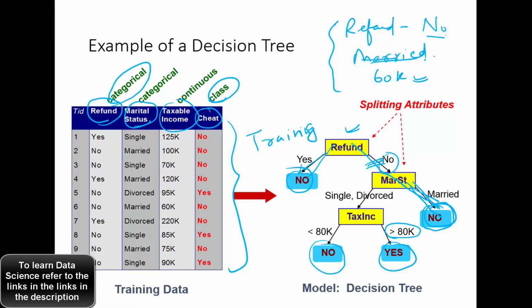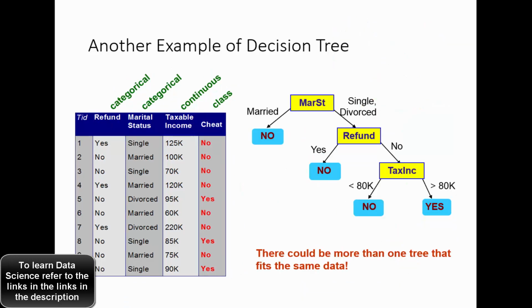Had he been not married, you would go to this node and see his taxable income. His taxable income is less than 80K, so he's not going to cheat. That's the way you decide the class of new data. Also, there could be more than one tree that fits the same data. The tree could be totally different, and this is one such case, slightly different from the one we had seen.